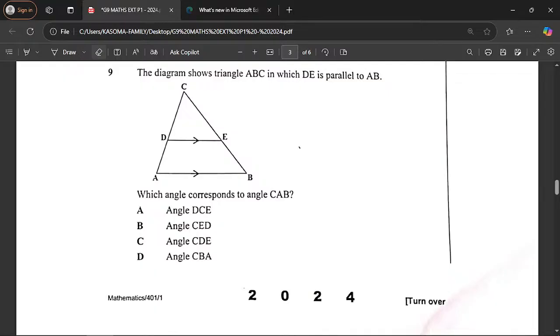It is as follows. The diagram shows triangle ABC in which DE is parallel to AB. So these lines which are parallel are these lines DE and AB. That is the statement we can get there. Then the next question is, which angle corresponds to angle CAB?